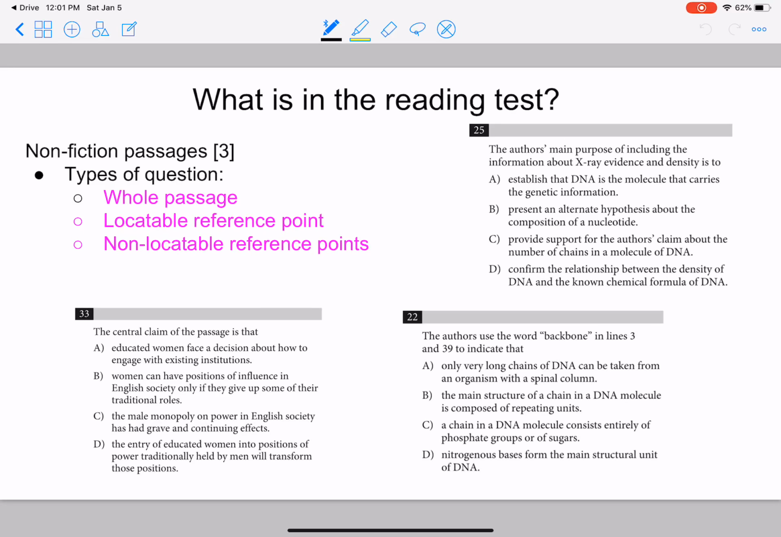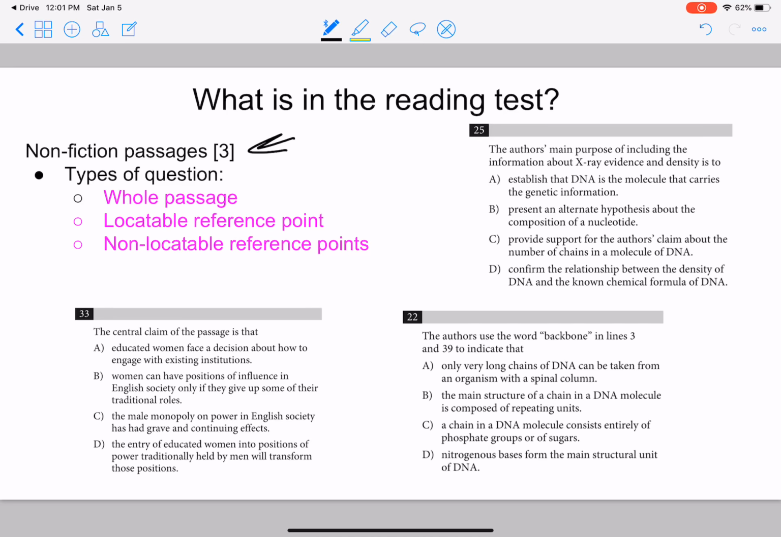And then you're going to get the next passages: 3 nonfiction passages. So the first passage is fiction. Then you're going to start getting nonfiction passages. These could be science, history, social science. It could be different things, but it's going to be nonfiction.